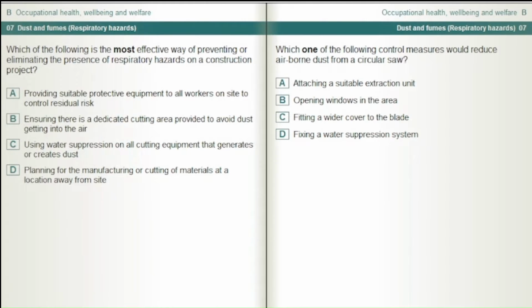Which of the following is the most effective way of preventing or eliminating the presence of respiratory hazards on a construction project? Providing suitable protective equipment to all workers on site to control residual risk. Ensuring there is a dedicated cutting area provided to avoid dust getting into the air. Using water suppression on all cutting equipment that generates or creates dust. Planning for the manufacturing or cutting of materials at a location away from site.